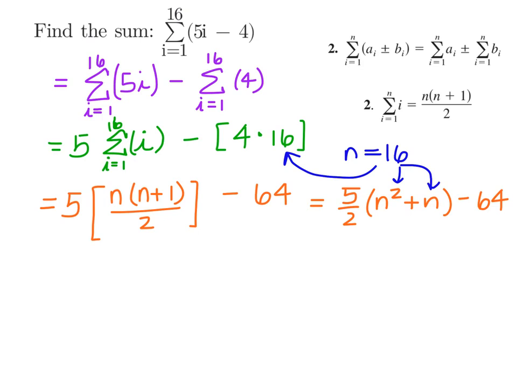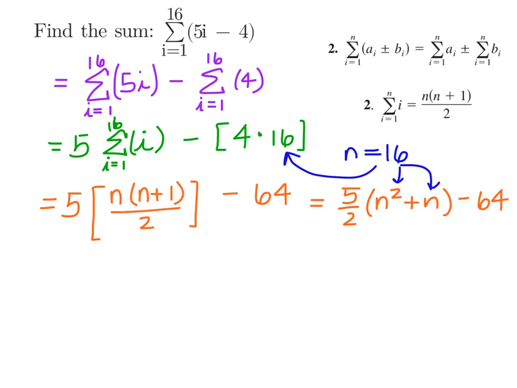So what I'm going to do here is I'm going to replace this sigma with just the I with this expression in terms of n, and I'm going to multiply it by 5 because there's a 5 hanging out here. So I just do 5 times this quantity and then minus 64 because 4 times 16. And then I pulled the 2 out. It's just preference. 5 over 2, and then that's times the quantity n squared plus n, because if you distribute the n to n plus 1, that's what you get.